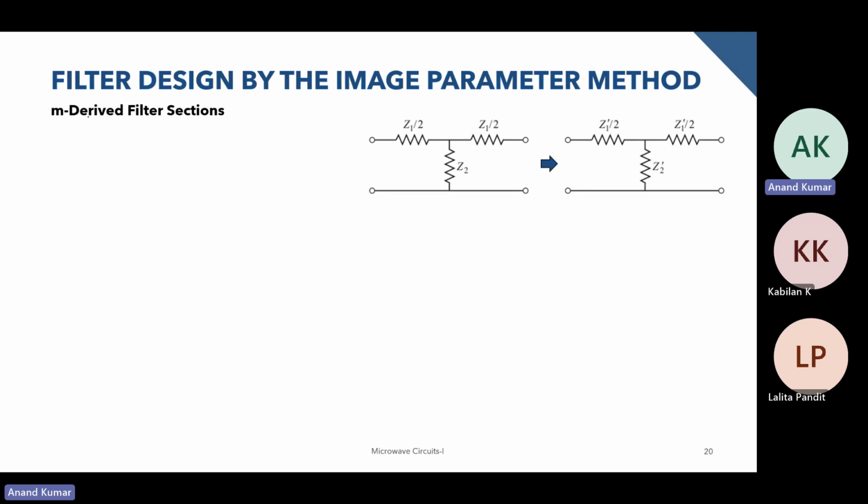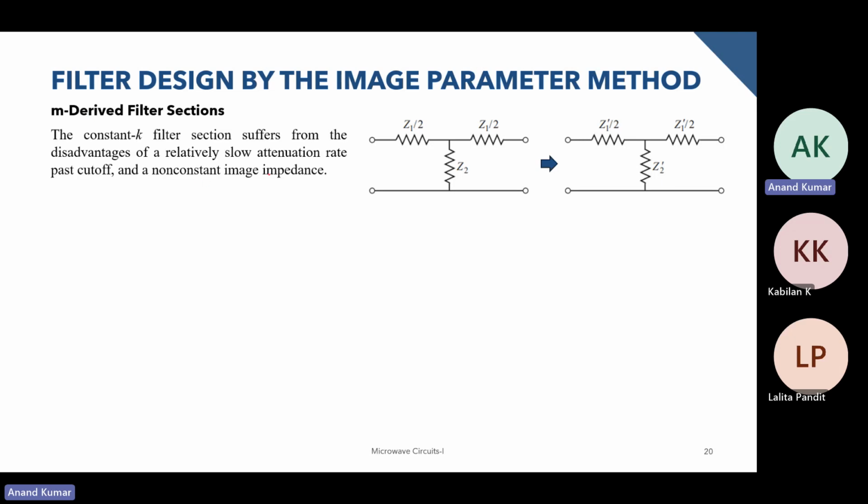That's all for the constant K type of filters. And now we look at the M-derived filter section. The constant K filters had their attenuation near the stop band start very slowly. But we expect this attenuation to rise very rapidly. So it should start very rapidly, and we should have attenuation in the entire band.